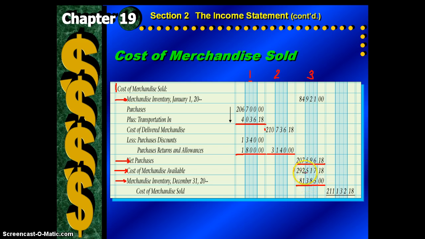That is telling us to subtract from our cost of merchandise available. The remaining number goes into our fourth column. That remaining number, further indented, is our cost of merchandise that we sold. So cost of merchandise sold, in this case, is $211,132.18 with a single rule coming across.